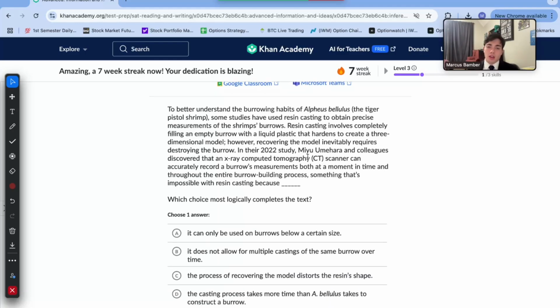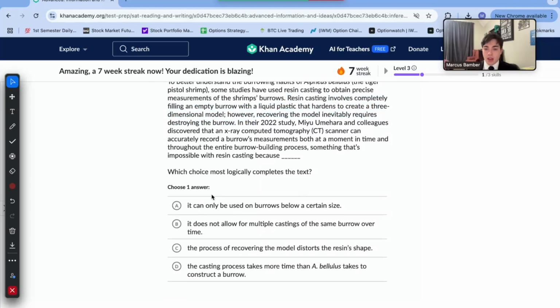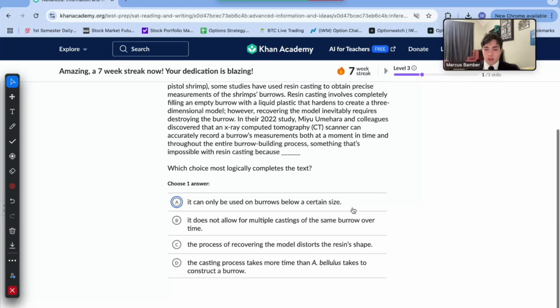In a 2022 study, Miyu and colleagues discovered that an X-ray computed tomography scanner, or CT scanner, can accurately record a burrow's measurements both at a moment in time and throughout the entire burrow building process. Something that's impossible with resin casing, because we just need to fill a completely already completed empty burrow, as we can see here with the resin casing process. Resin casing can only be used on burrows below a certain size, not discussed. It does not allow for multiple castings of the same burrow over time.